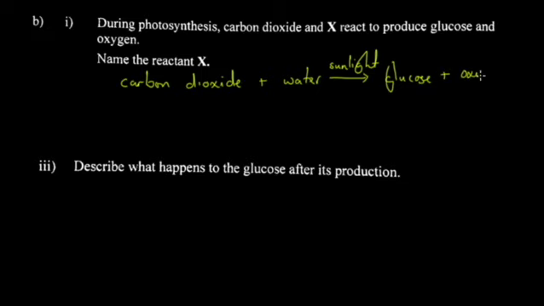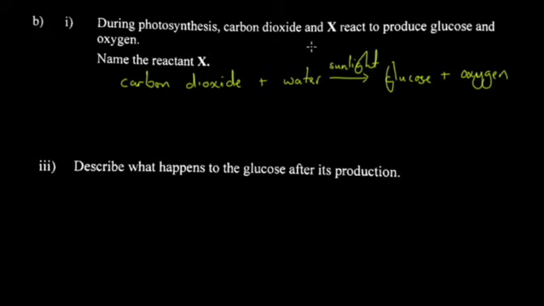plus oxygen. If you're doing chemistry, then you're supposed to know how to write this in terms of a balanced chemical equation. So carbon dioxide will be CO2, this one will be H2O, this one will be is it C6H12O6, I think, then this one will be O2. Then you're supposed to balance it. You're supposed to know if you're doing chemistry. If you're not doing chemistry, just remember the word equation and just remember the formulas for the reactants.